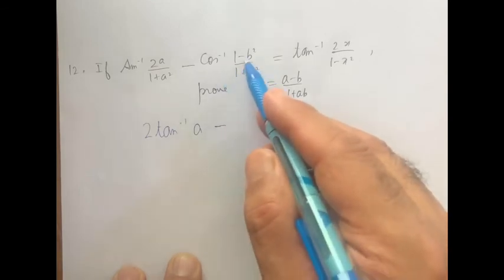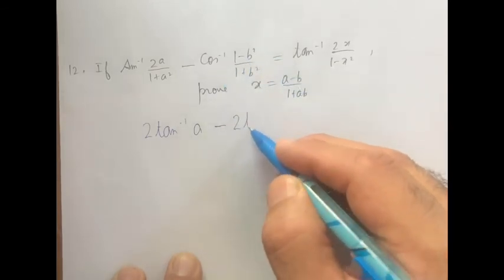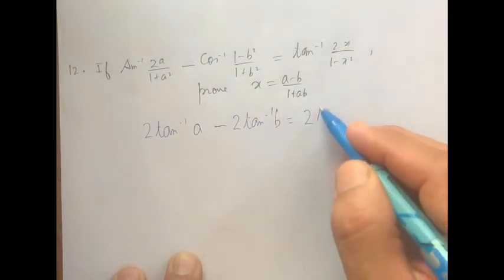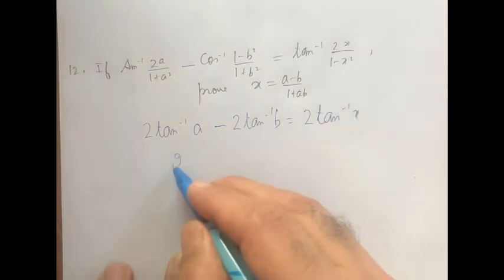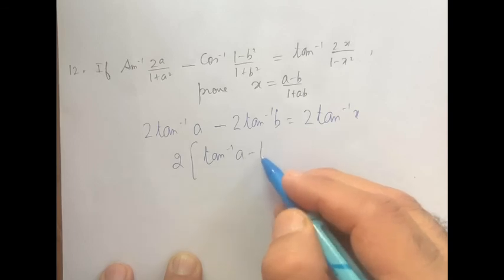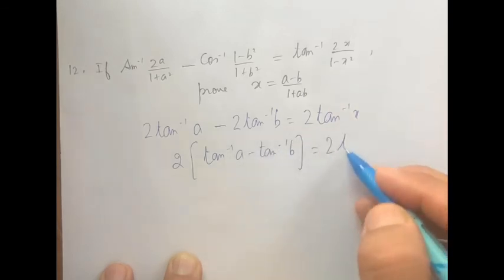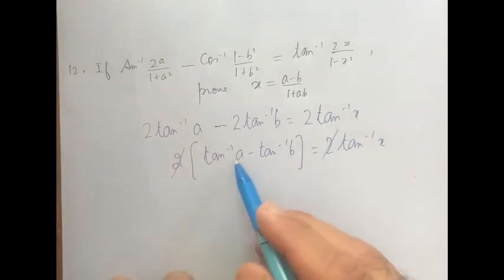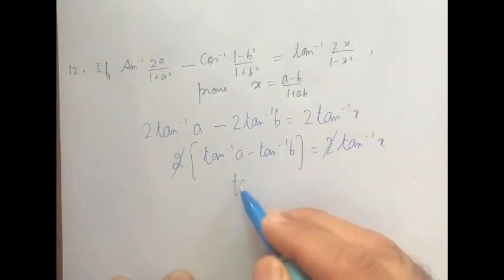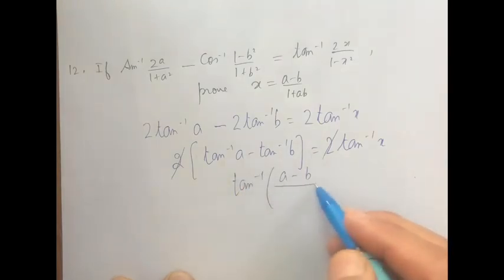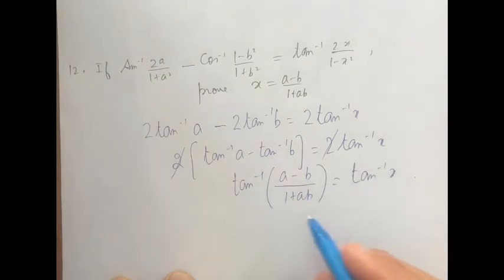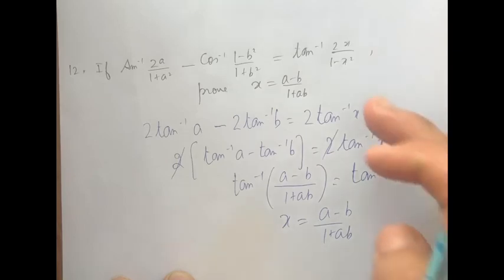Similarly, cos inverse of 1 minus b square upon 1 plus b square is 2 tan inverse of b. Tan inverse of 2x upon 1 minus x square is 2 tan inverse of x. Taking 2 common, this is tan inverse of a minus tan inverse of b, equal to 2 tan inverse of x. Cancel out 2. Use the formula for tan inverse of a minus tan inverse of b, which is tan inverse of a minus b upon 1 plus ab. This is equal to tan inverse of x. Now comparing the two sides, we get x is equal to a minus b upon 1 plus ab. This is what we wanted to prove.